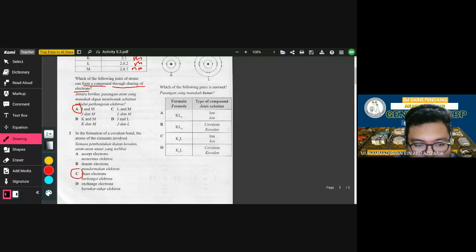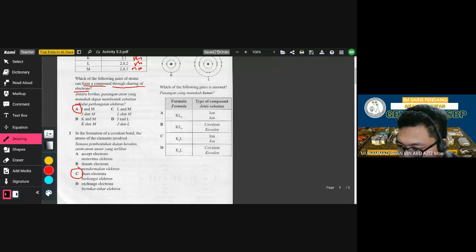So the question 2 answer will be share electrons. Okay, share. Accept, donate, exchange ni, it is for ionic. They are the same je. So kalau accept electrons, what is the name of the ion? Kalau dia accept electrons, what is the name of the ion?